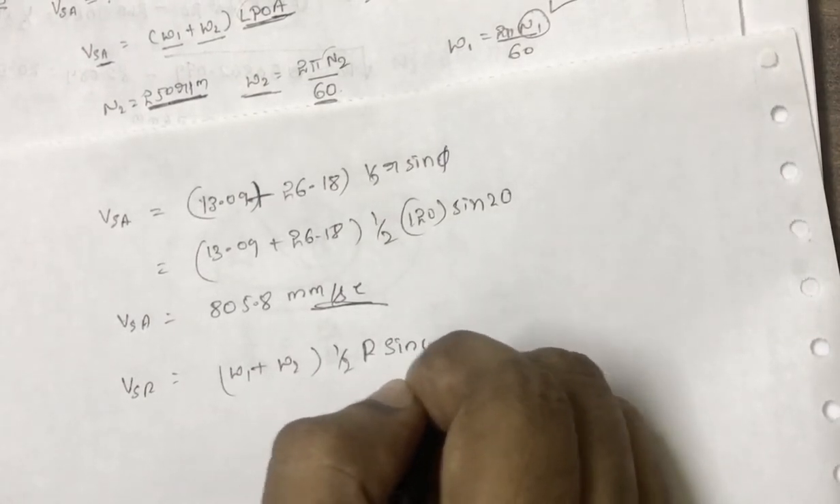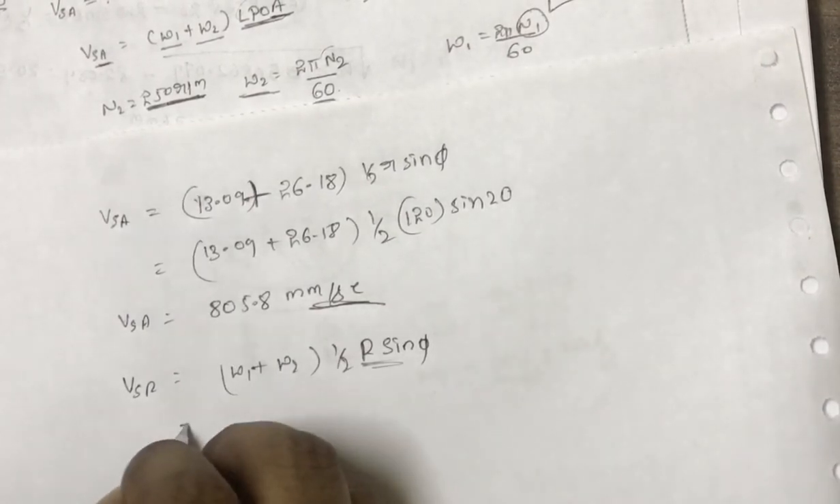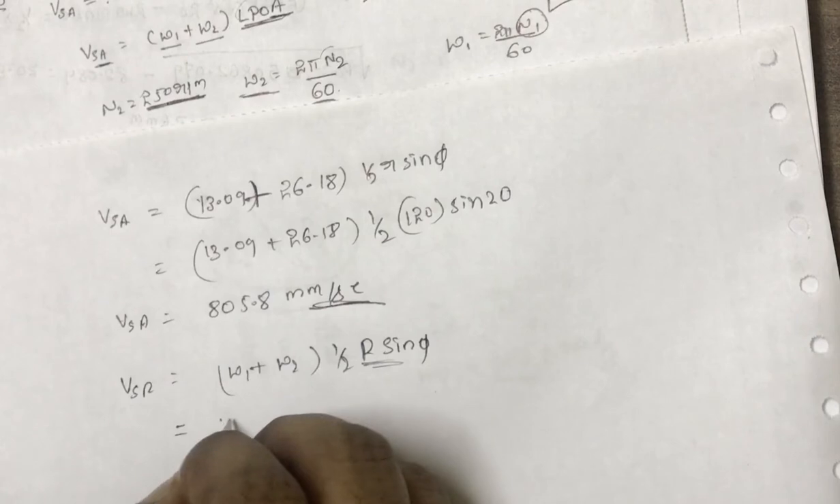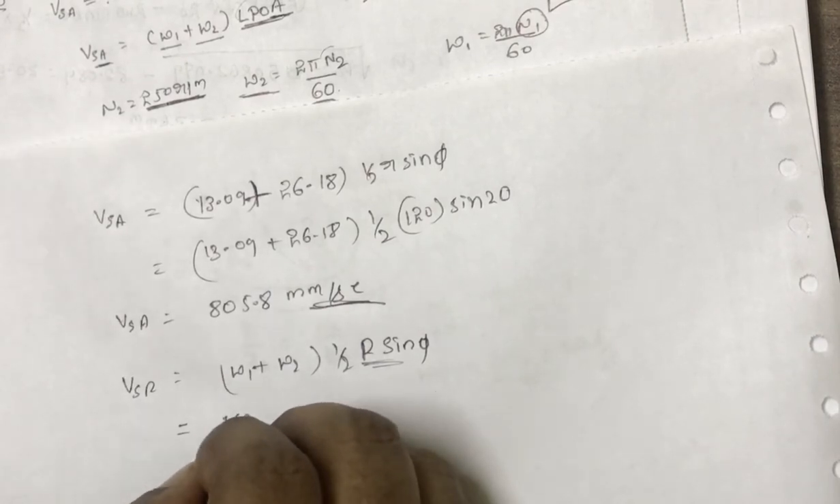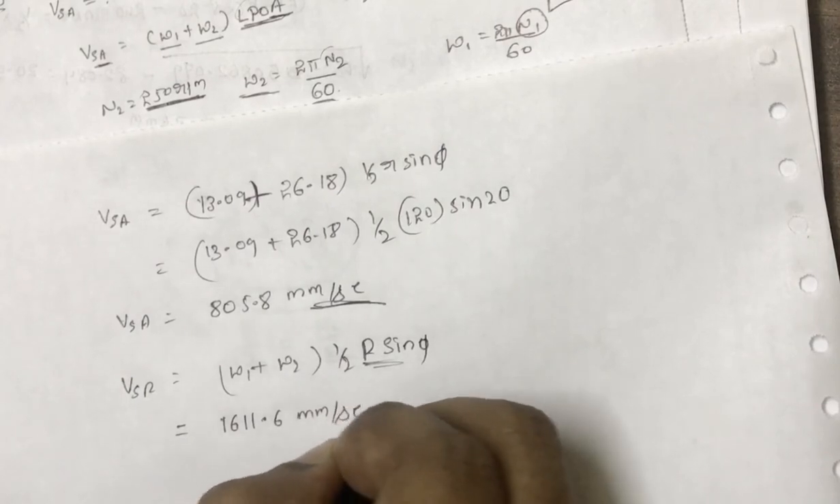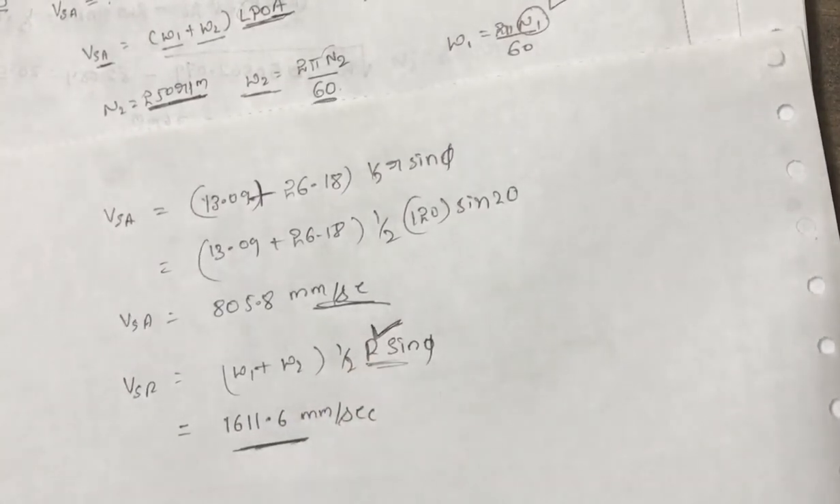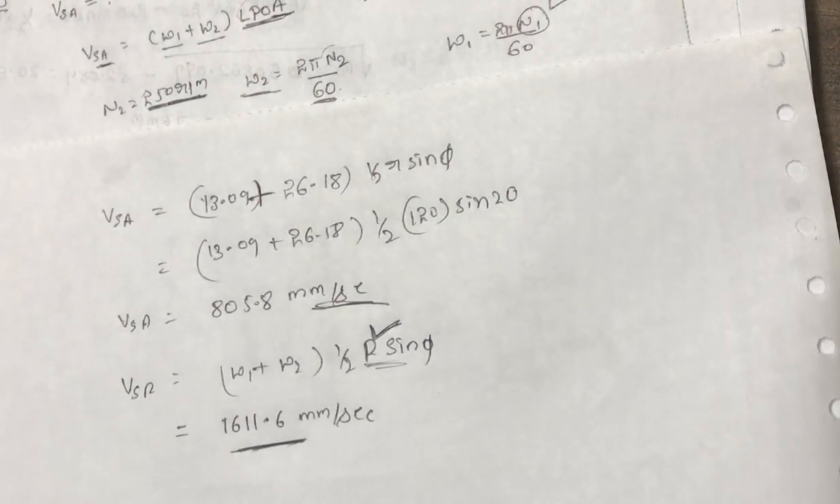Likewise, VSR is equal to omega 1 plus omega 2 into half into R sin phi, that is capital R. Okay, please make a note of this, capital R. Then after simplification, you will get 1611.6 millimeter per second. Here the radius is 240. So this is how you need to find out the velocities. Okay, thank you so much.